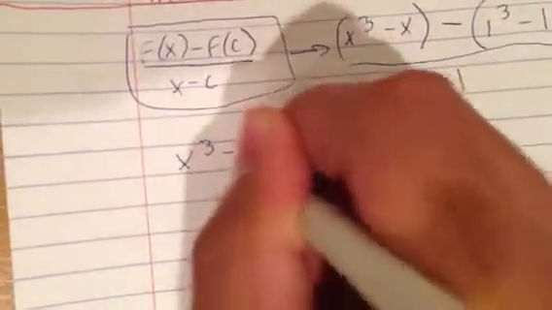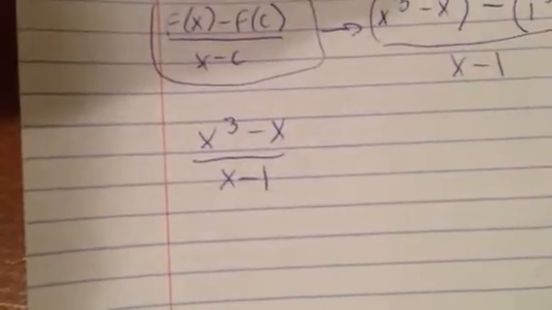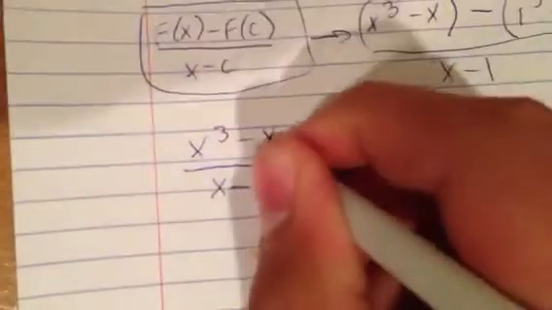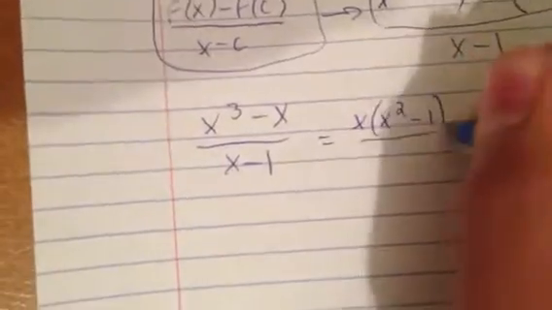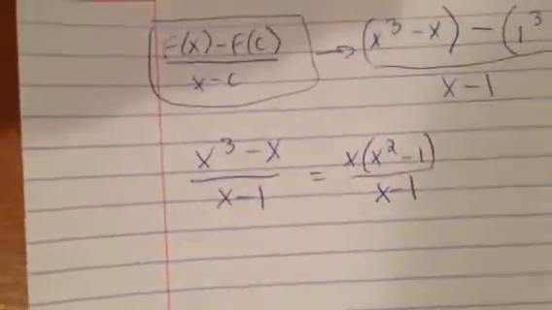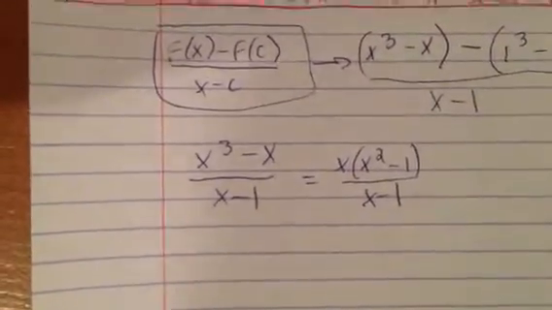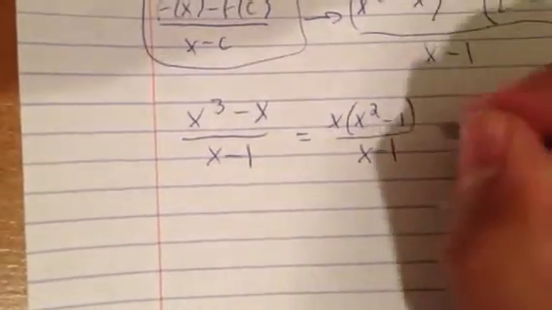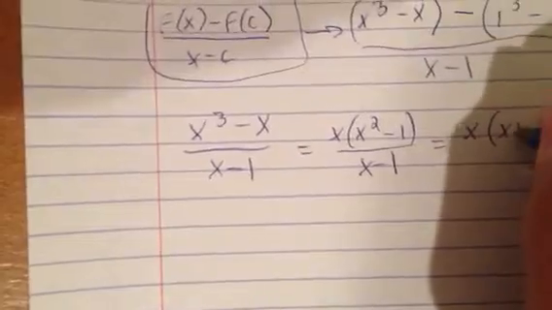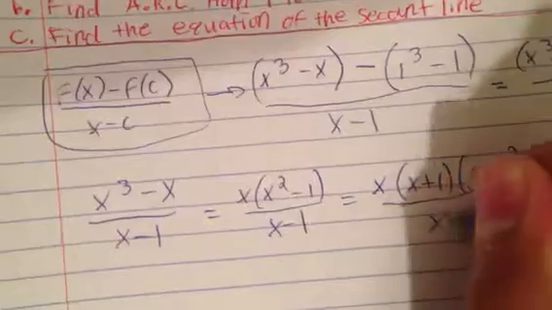So now let's come down here. We have x cubed minus x over x minus 1. Now you may think that we're done, but we're not. We can simplify this. You can factor out an x here. But the truth is, guys, we're still not done. But don't worry, Mr. Teen Tutor here is here to make it all work out. So this here is a difference of 2 squares. So because of that, this is x plus 1 times the quantity x minus 1 over x minus 1.